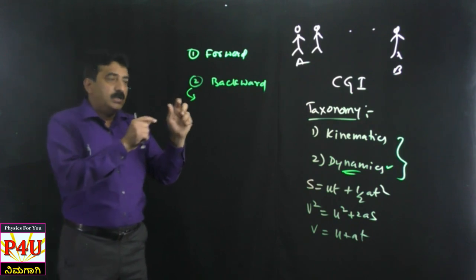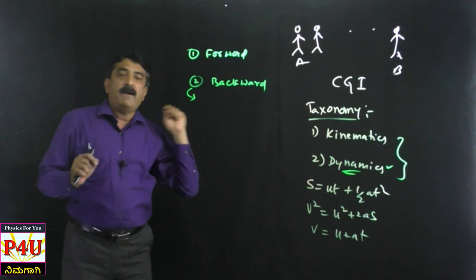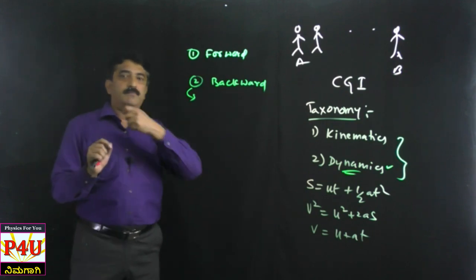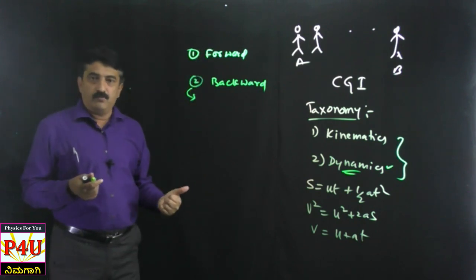Now you take the stone, tie one thread to it and whirl it around you. It goes around and comes back. It is backward motion. That means it goes from here and comes back to the starting point. Okay, so this is about backward motion and forward motion.